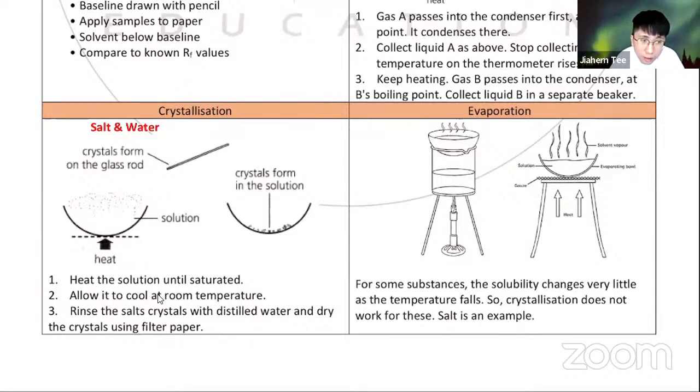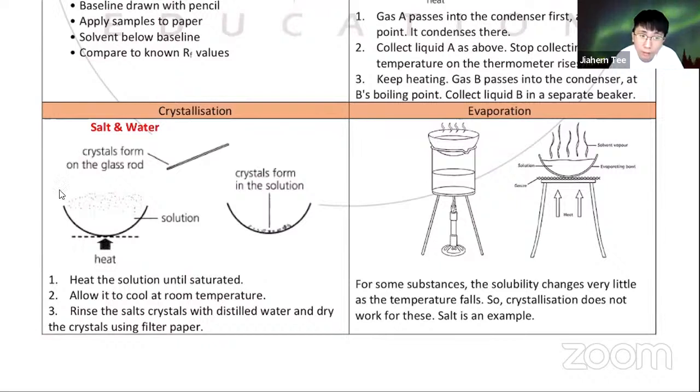Okay, but the first one is crystallization. You heat until saturated, then you allow it to cool to get the salt crystals. You rinse it with distilled water, and dry it using filter paper. So this crystallization is actually a bit different from evaporation. In evaporation, you also heat a little bit, but not as strong as crystallization. So actually, crystallization and evaporation are almost the same thing, just with a little bit of difference in temperature.